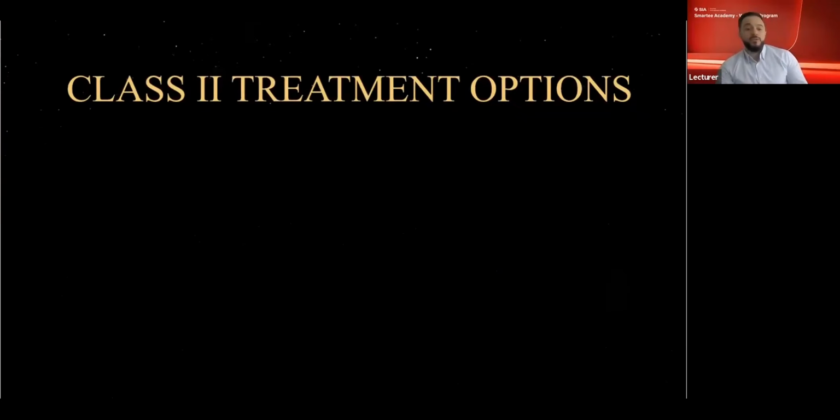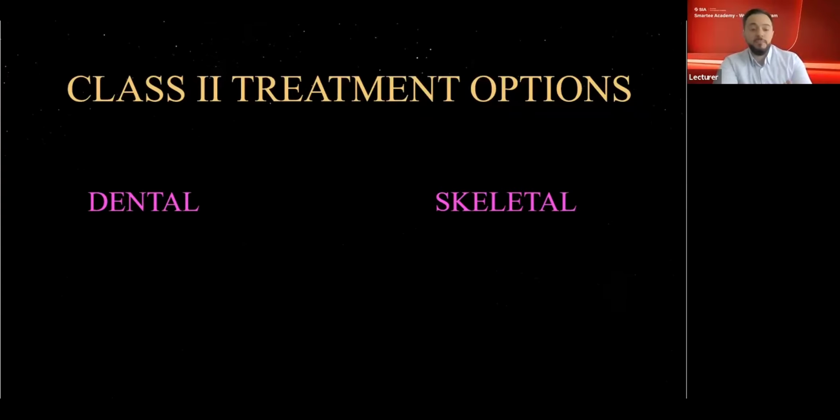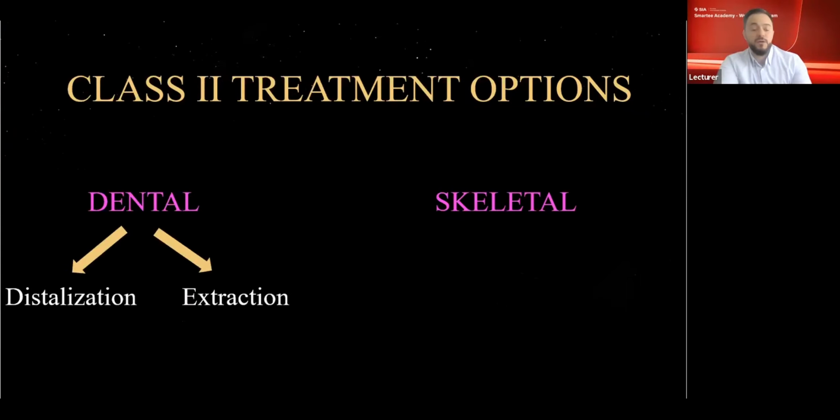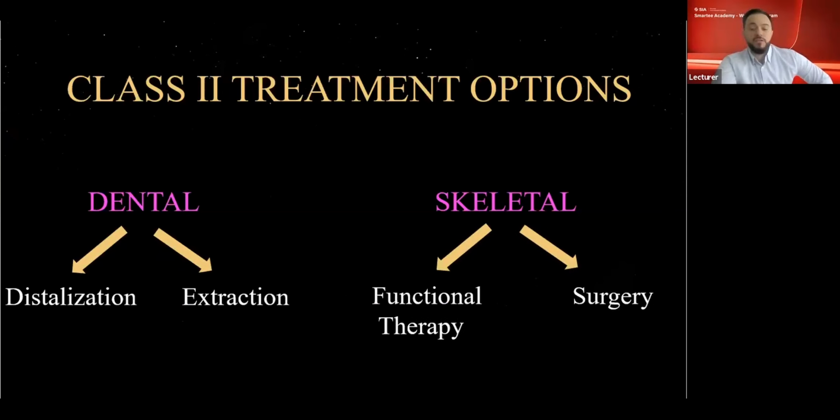Generally speaking, when we talk about Class 2 treatment options, after we do a proper diagnosis for the case clinically and radiographically, we need to know that those cases should be treated on the basis of either dental movement or skeletal movement. So when the patient has a complaint about the profile and the facial appearance, we should consider the skeletal options. And if the patient has an acceptable profile and has no complaints about the facial appearance, we can do only dental movement. Dental movements are mainly distalization and extraction, while for the skeletal, we can consider functional appliances and surgery.